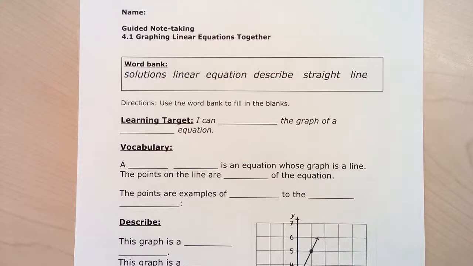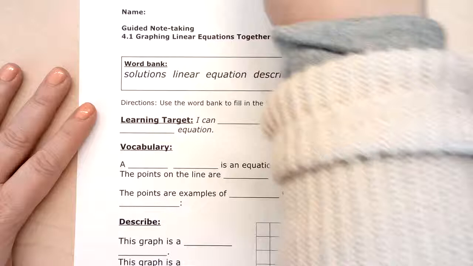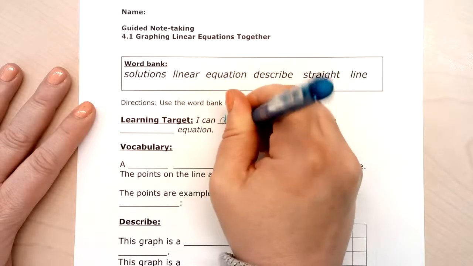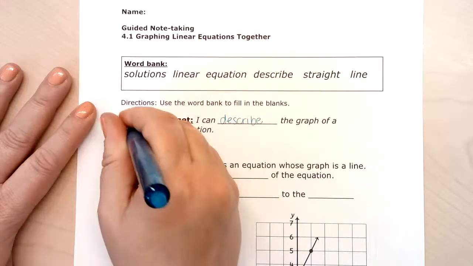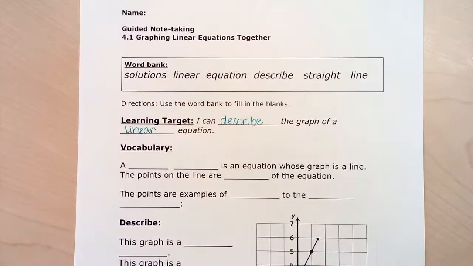Remember in class we talked about our learning target. It's I can describe the graph of a linear equation. This is our learning target for 4.1.